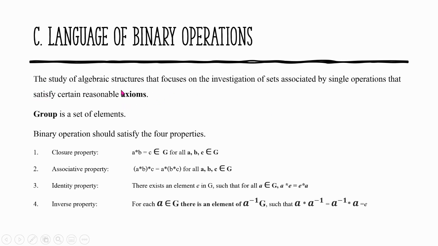So next is the language of binary operation. This is the study of algebraic structures that focuses on the investigation of sets associated with a single operation that satisfies certain reasonable axioms. You know what axioms are: the accepted truths. We are also going to take note that a group here is a set of elements, denoted by a capital G. We have G here, G here, G here. That means this is a group set.